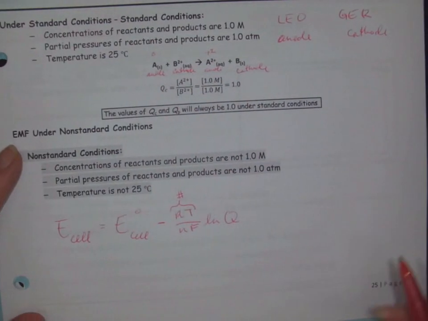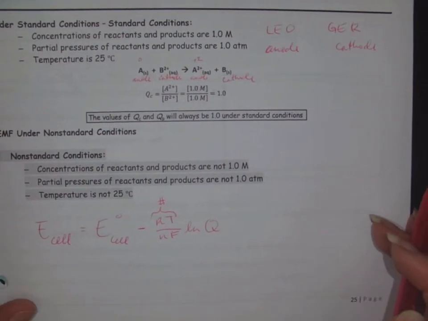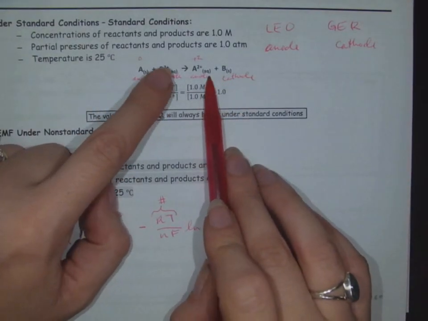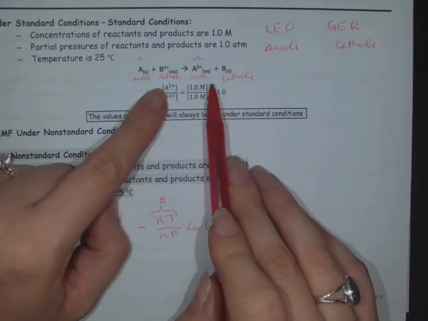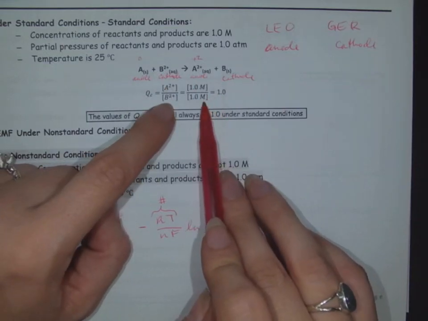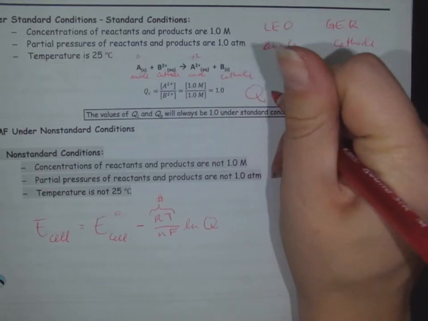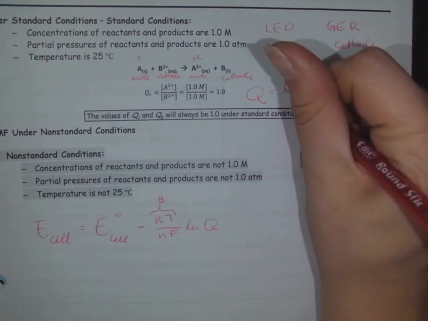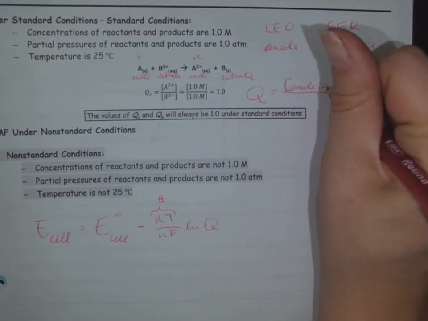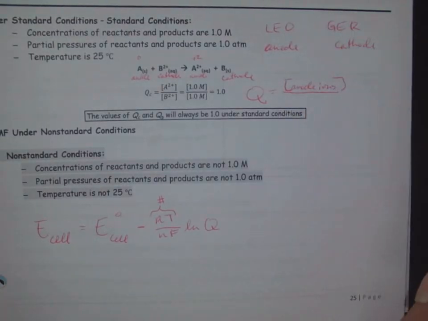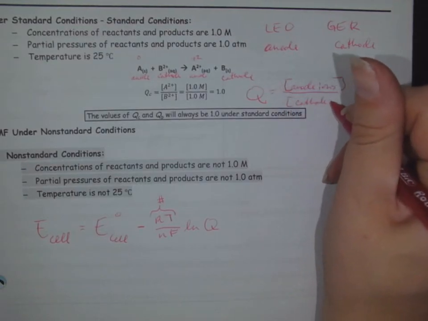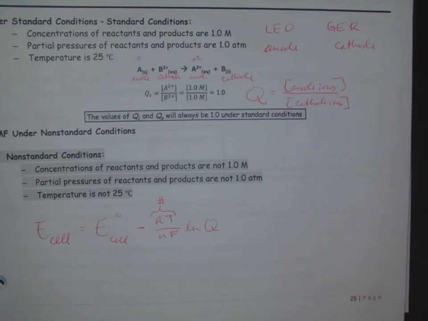If I were to write a Q expression or a K expression, I don't include the solids or liquids, but I would include the aqueous species, and it would be products over reactants. To simplify this so you can always use it, it's going to be the concentration of the anode ions divided by the concentration of the cathode ions. Now it'll work for whatever equation you're wanting.